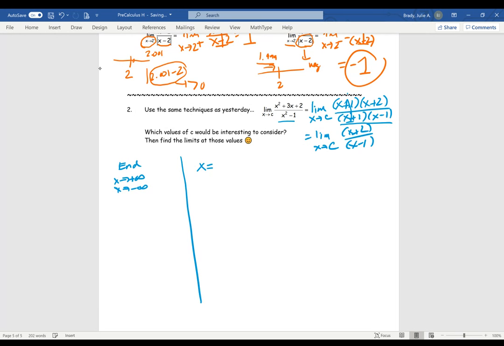x is -1, because it's the first one, or x is +1. How can we pick those? Because f of -1 doesn't exist, and f of 1 doesn't exist.